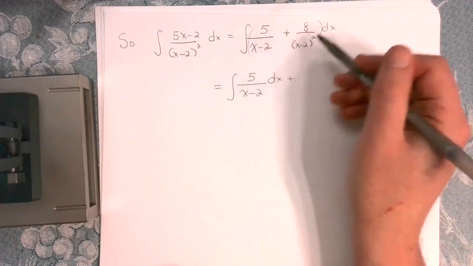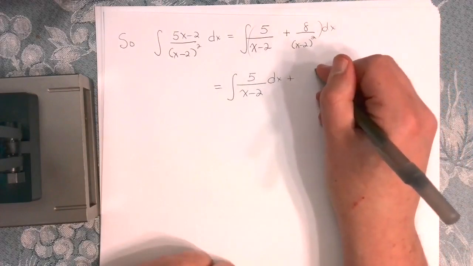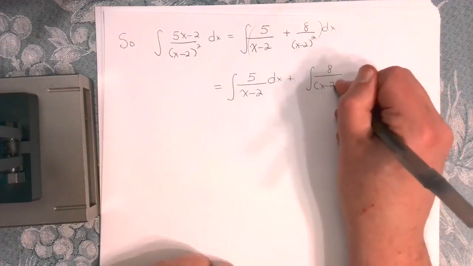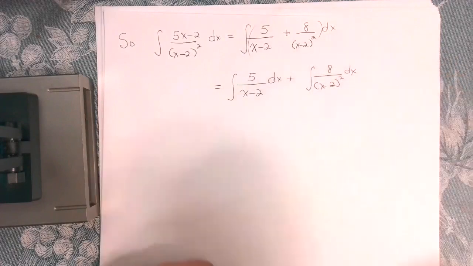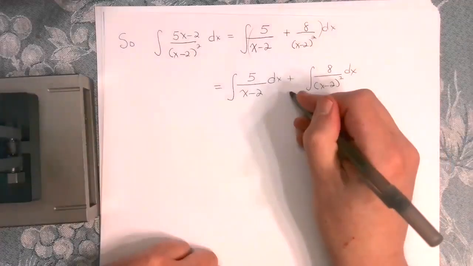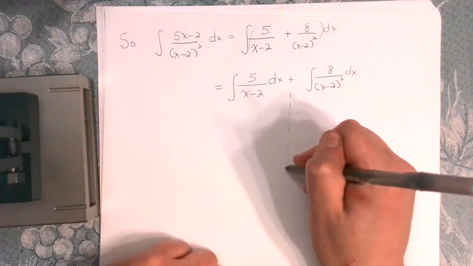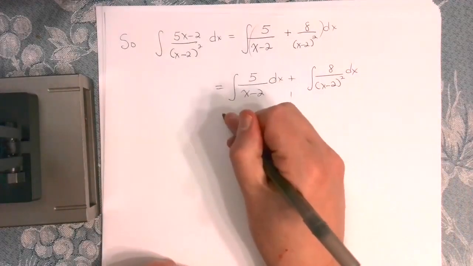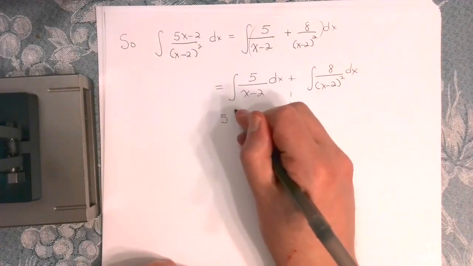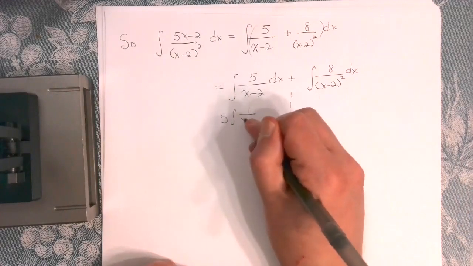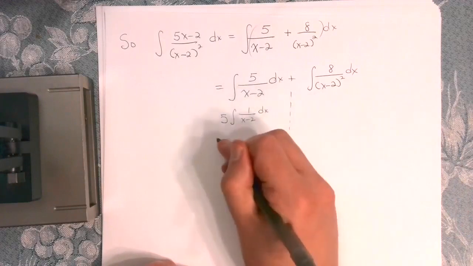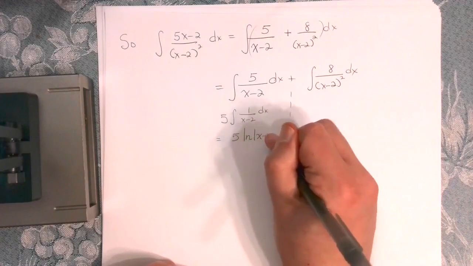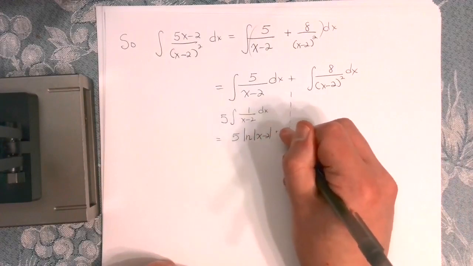If you want to factor the 5 and the 8 out, feel free. That's not a problem. And yeah, I'm going to split it into sort of these two baby problems and then add their answers together at the end. Okay, so this one is, like I said, it's nearly instant. We recognize that as a natural log form from Calc 1. So that's 5 times the natural log of x minus 2, and I'm going to put a plus baby c.